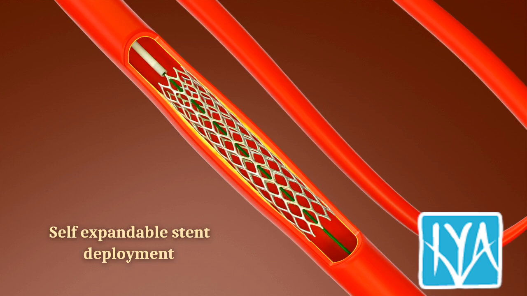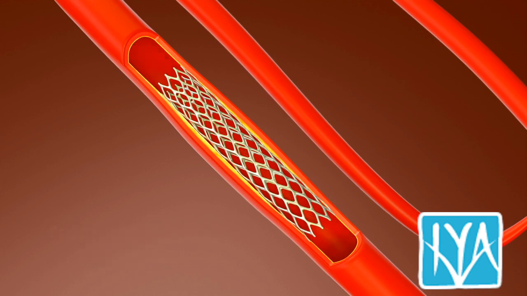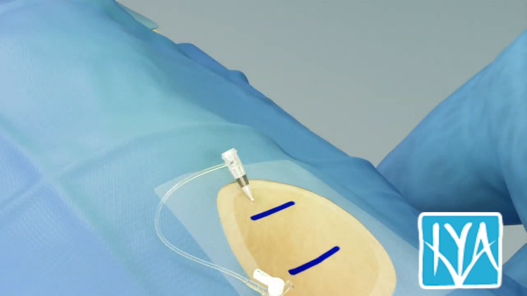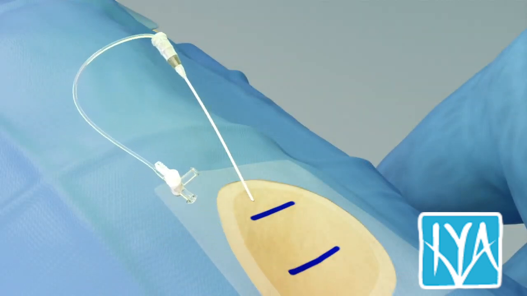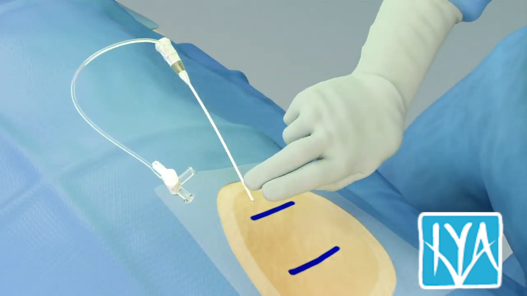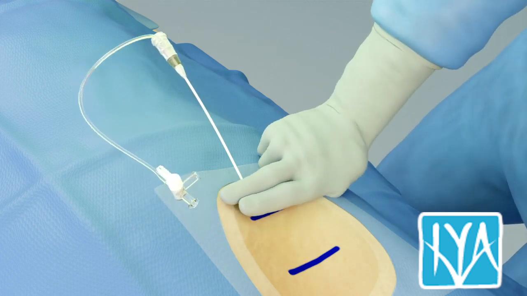Once luminal patency is achieved, the catheters and wires are removed. Finally, the sheath is gently withdrawn and eventually removed while manual pressure is applied to the artery's entry site in the groin.